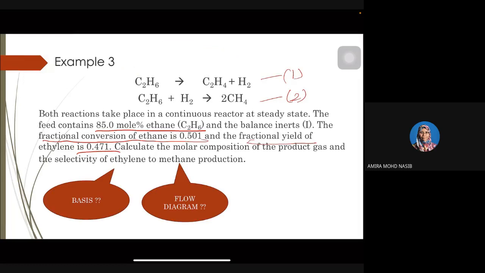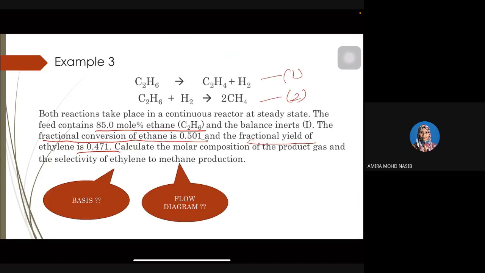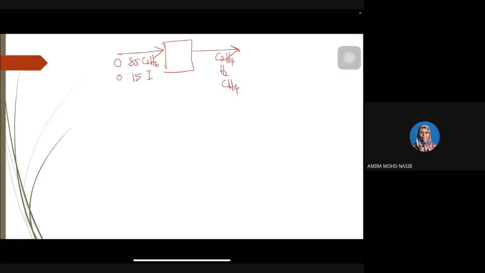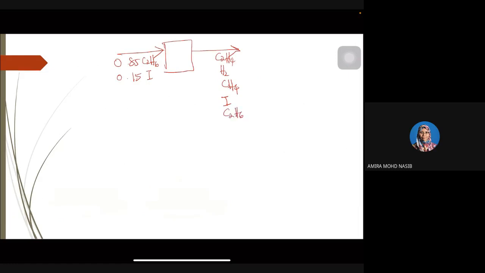And your product will come out as C2H4. We have C2H4, we have H2, we have CH4. We also have inert because inert is something that does not react with your product or your reactant. And since it says that the conversion of ethane is 0.501, it means not all the reactant will be converted. So of course we have C2H6 here. So give it labels 1, 2, 3, 4, 5. So this is how your flow diagram looks like.